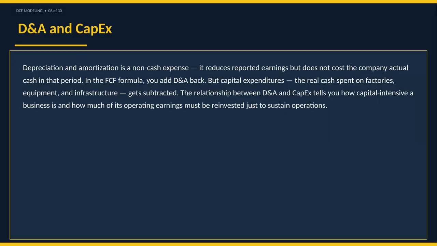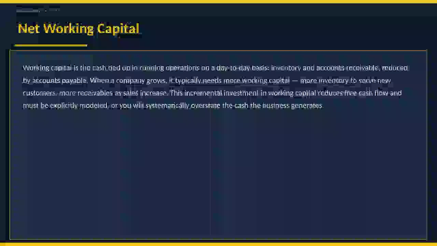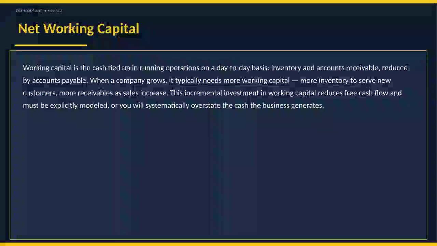The relationship between D&A and CapEx tells you how capital-intensive a business is and how much of its operating earnings must be reinvested just to sustain operations. Working capital is the cash tied up in running operations on a day-to-day basis, inventory and accounts receivable, reduced by accounts payable. When a company grows, it typically needs more working capital, more inventory to serve new customers, more receivables as sales increase. This incremental investment in working capital reduces free cash flow and must be explicitly modeled, or you will systematically overstate the cash the business generates.